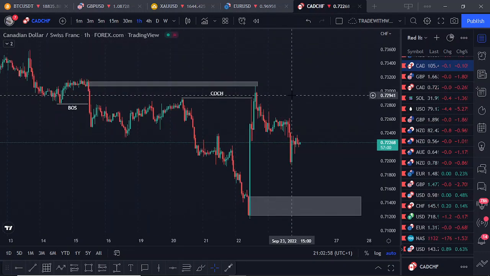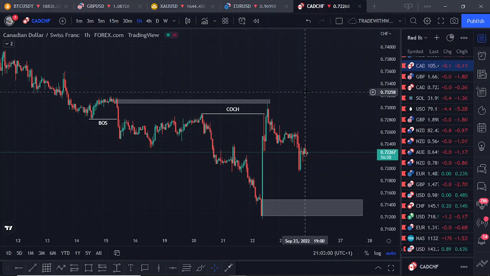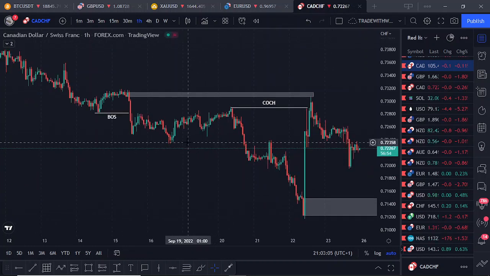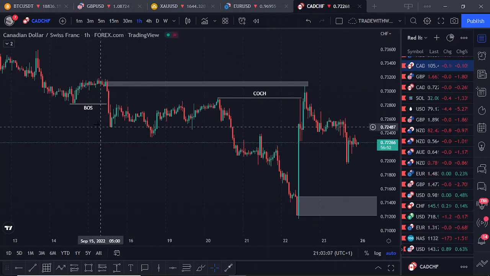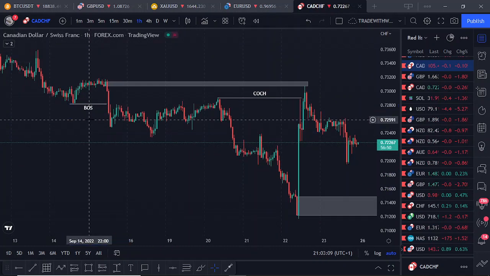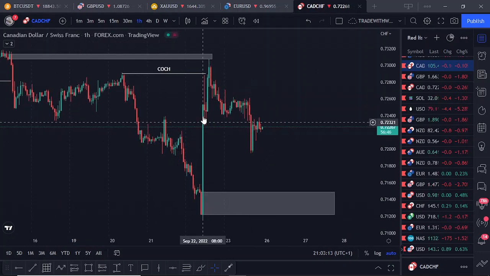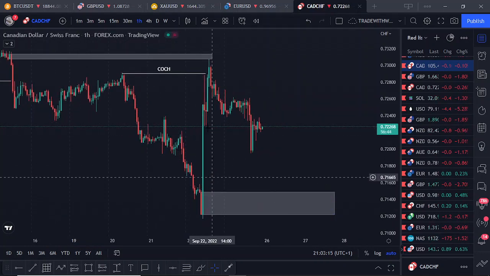Okay? So most of the time, the confluence is sometimes liquidity, sometimes Fibonacci, and then break of structure, okay? Sometimes some people use imbalance, you understand? Like this is imbalance. I believe everyone knows what imbalance is.